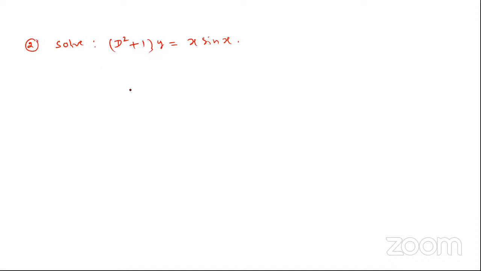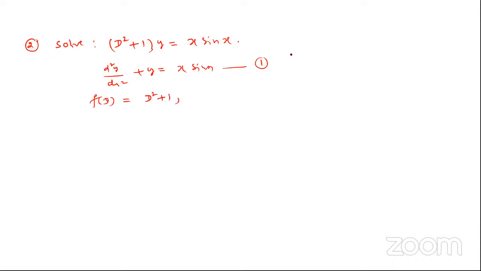We will do it once again, because this is a second order linear differential equation, that is, D square y by dx square plus y equal to x sin x, called equation 1. So what is f of D? f of D is the coefficient of y on the left hand side, that is D square plus 1.